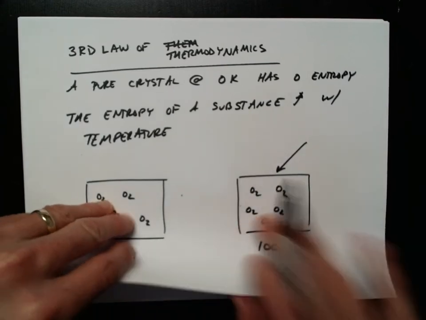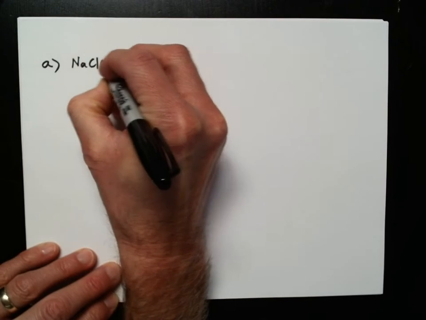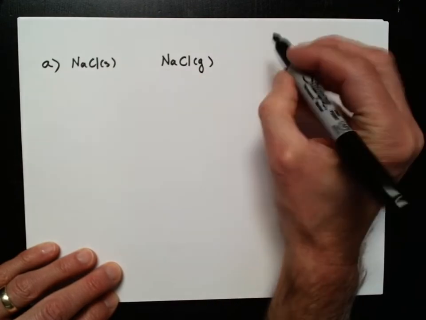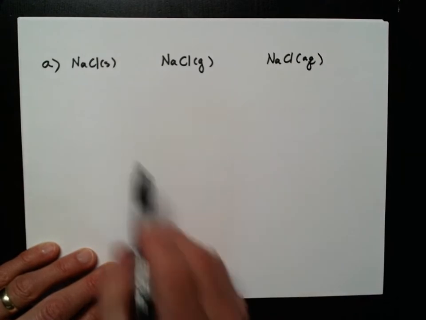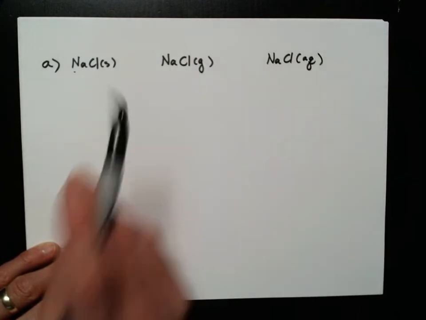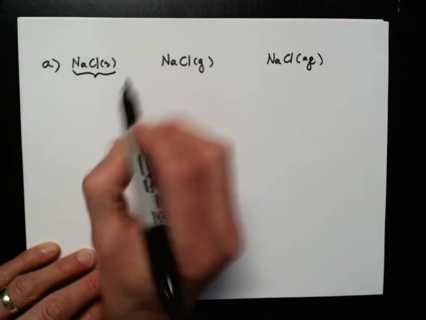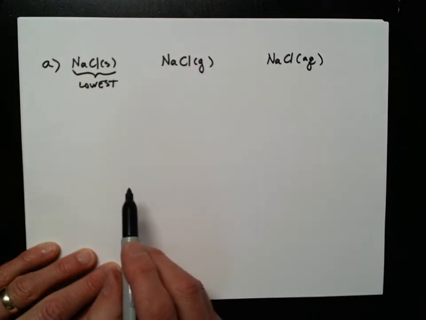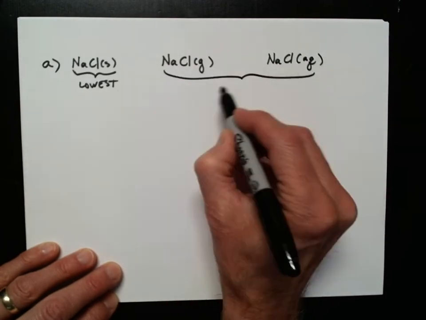All right, let's just do a couple examples here. Let's compare, say, these three substances. So solid sodium chloride, gaseous sodium chloride, and aqueous sodium chloride. Between these three substances, which would we expect to have the lowest entropy? Well, I hope you see that crystalline solid sodium chloride is going to have the lowest entropy. And, well, this is a little tough for you to figure out. We know that these would have higher entropy.